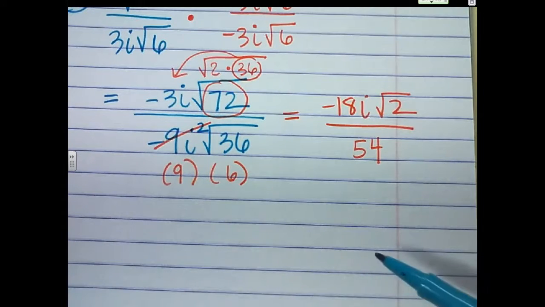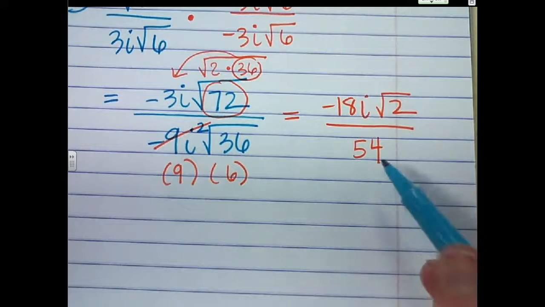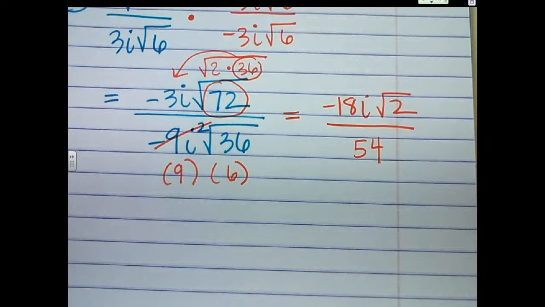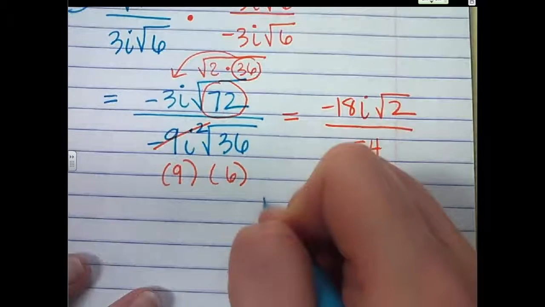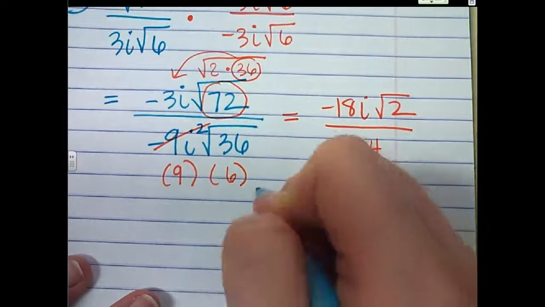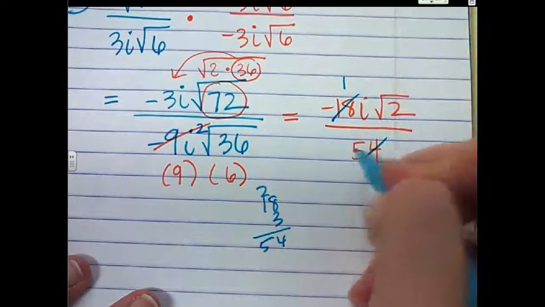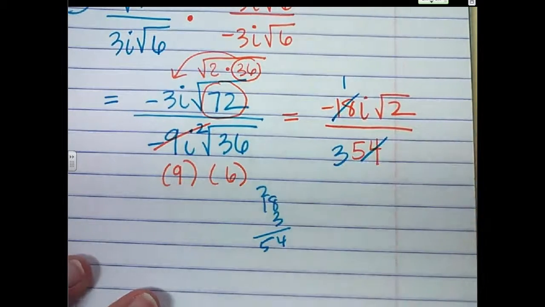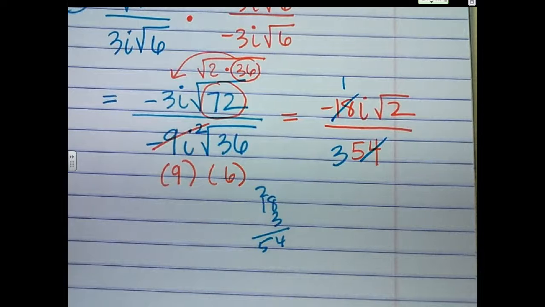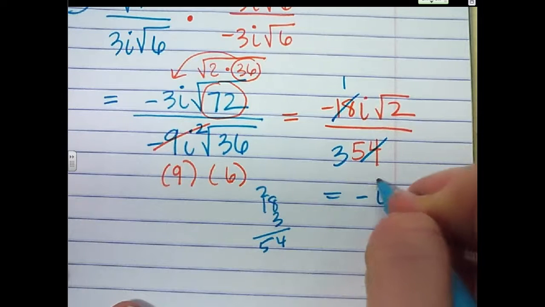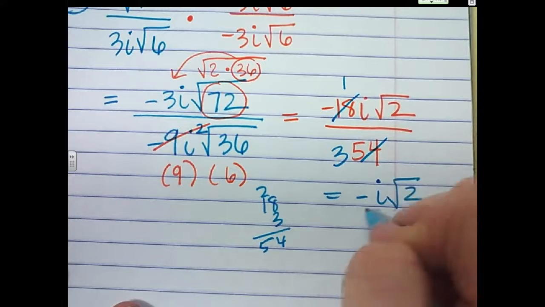Yes, you can do more than 2 though. They both divide by 9. Do they divide by 18? I think 18 goes into 54. 18 times 3? Yes. So that's gone, and that is going to be a 3. Or you can do it by 6 or 3 and then 9 and break it down. Just make sure it's in simplest terms. So negative i square root 2 over 3.